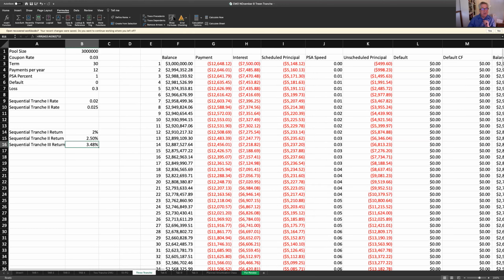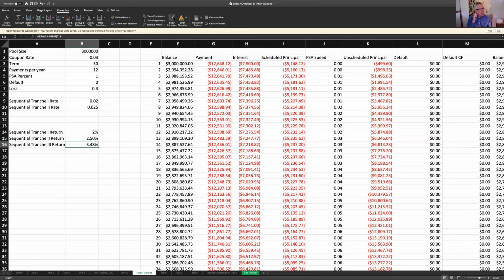And when we do all that, when we see no default, what we get is we see that 2% assumption come back to us, which is good. The 2.5% assumption comes back to us, that's good. And tranche 3, being in the riskiest position, gets a higher yield.